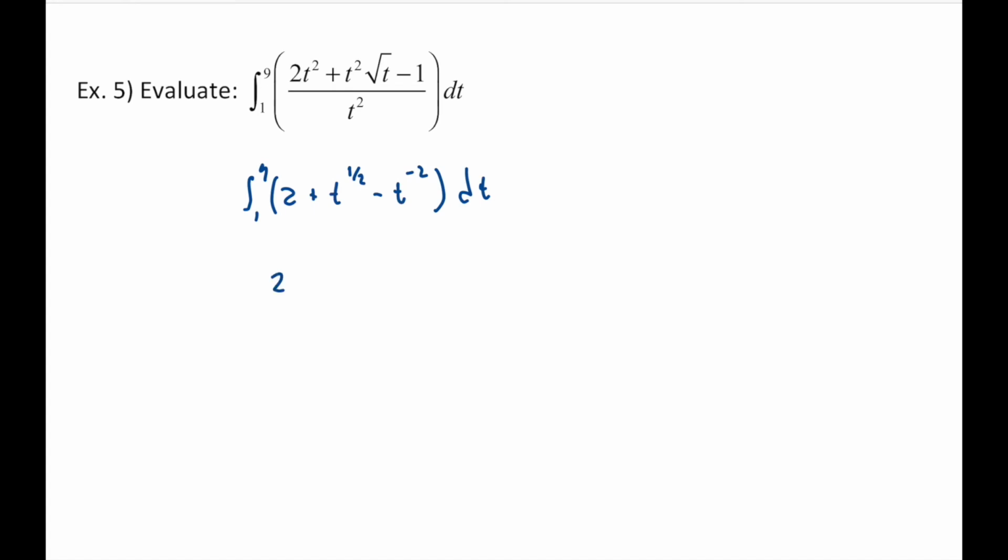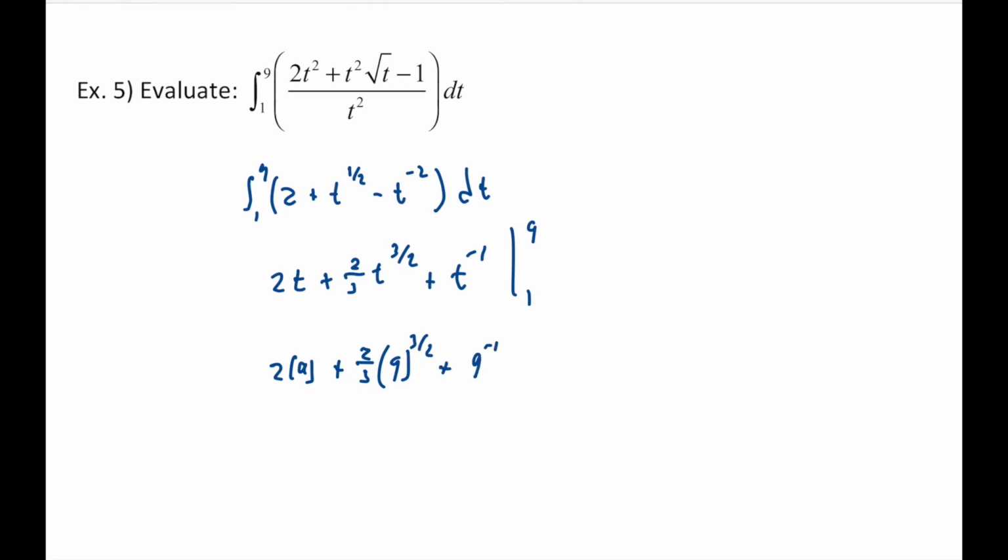So this is going to give us 2t, because that's just a constant, plus 2/3 t to the 3/2. So check that. 3/2 multiplied by 2/3 gives us 1. Subtract 1 gives us 1/2. And then plus t to the negative 1. Evaluated from 1 to 9. So this is going to be 2 times 9 plus 2/3 times 9 to the 3/2 plus 9 to the negative 1. That is going to be subtracting. We've got 2 times 1 plus 2/3 times 1 to the 3/2 plus 1 to the negative 1.